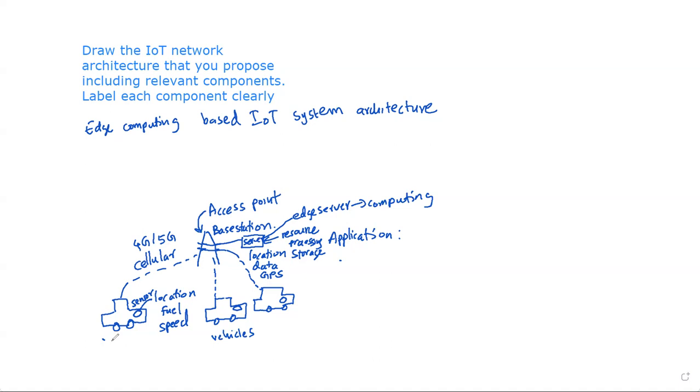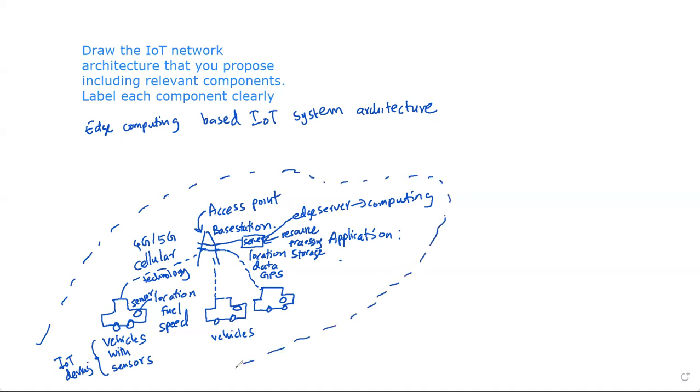So the vehicles with the sensors are the IoT devices, right? These devices are connected to the access point through 4G, 5G cellular technology, and you can consider this entire thing as your edge computing based IoT system.